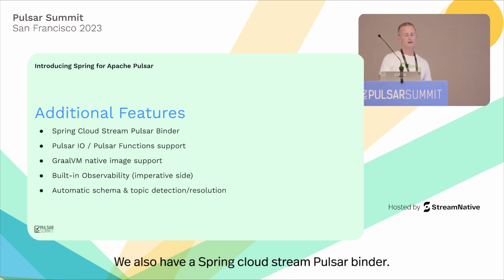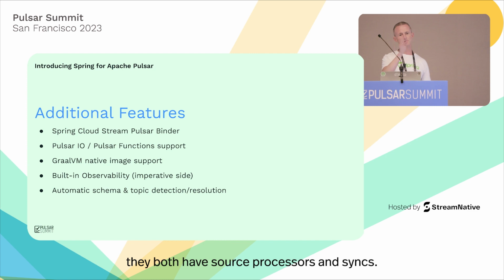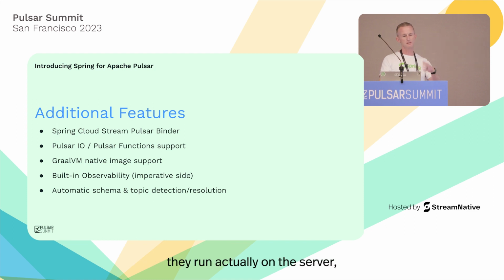We also have a Spring Cloud Stream Pulsar binder. If you look at Pulsar IO and Pulsar Functions and compare them to Spring Cloud Stream, they're very similar in that they both have sources, processors, and sinks. One of the key differences is that Pulsar IO and Functions run on the server, whereas Spring Cloud Stream runs in a separate application. We're going to demo the Spring Cloud Stream Pulsar binder in our app today.